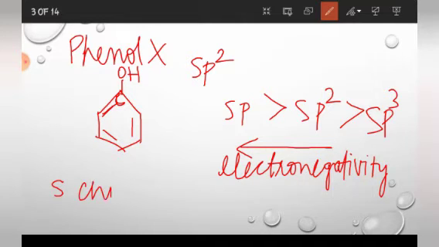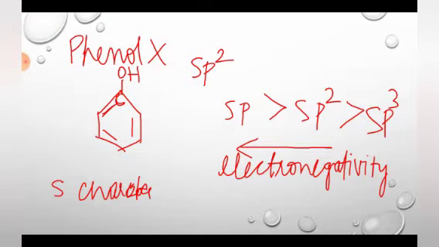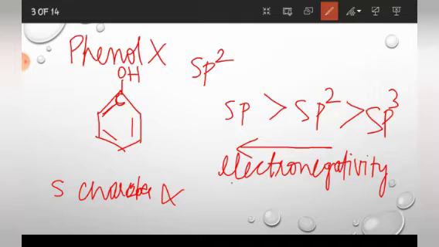More S character, more will be electronegativity. S character is proportional to the electronegativity. Now if you see this sp2 hybridized carbon atom which is present in phenol, it has more tendency to attract electron towards itself. This carbon atom has a tendency to attract electron towards itself. So if you see, oxygen will have lone pair of electrons which will be attracted by this carbon atom.